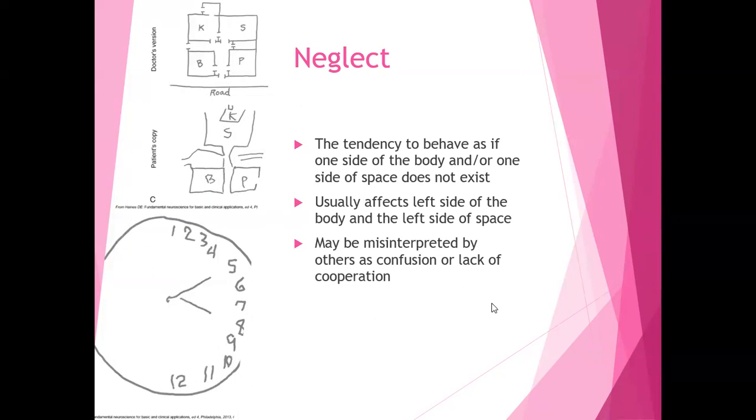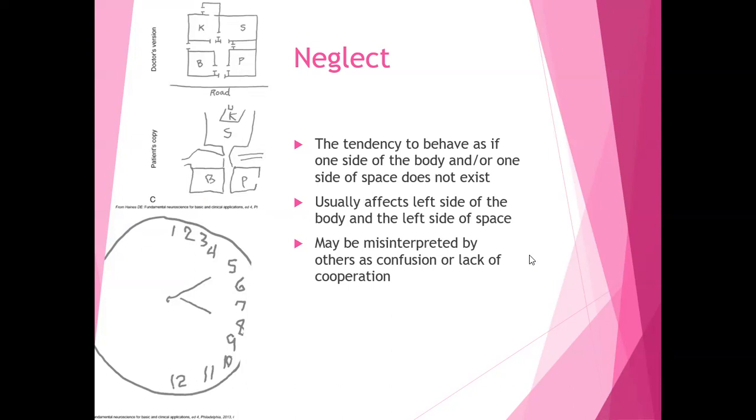I worked with one lady who had a right-sided CVA, and she had left-sided neglect. So it tends to affect the left side because your body schema is on the right side of your cerebral hemisphere. If you have a CVA on the left side, you're going to get language problems. If you have a CVA on the right side, you're going to have spatial and nonverbal communication problems. So that's why it's usually the left side of the body and the left side of space.